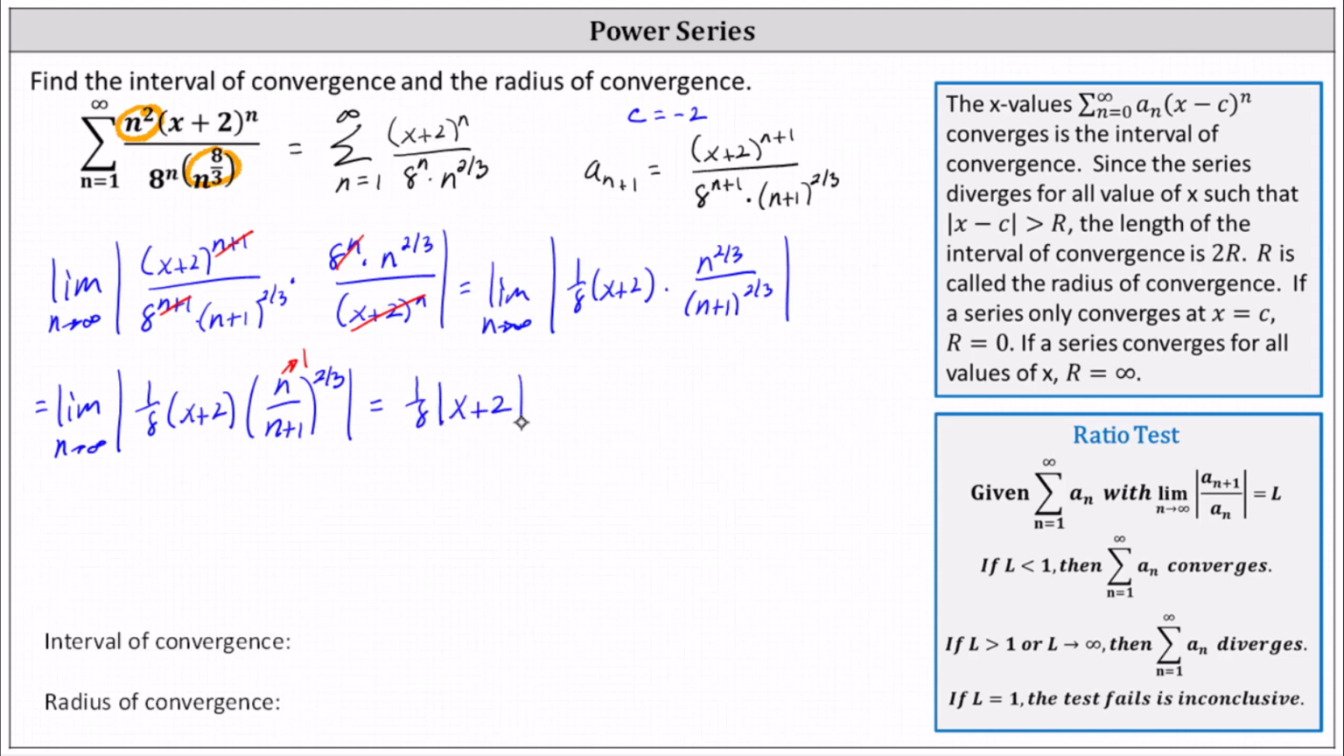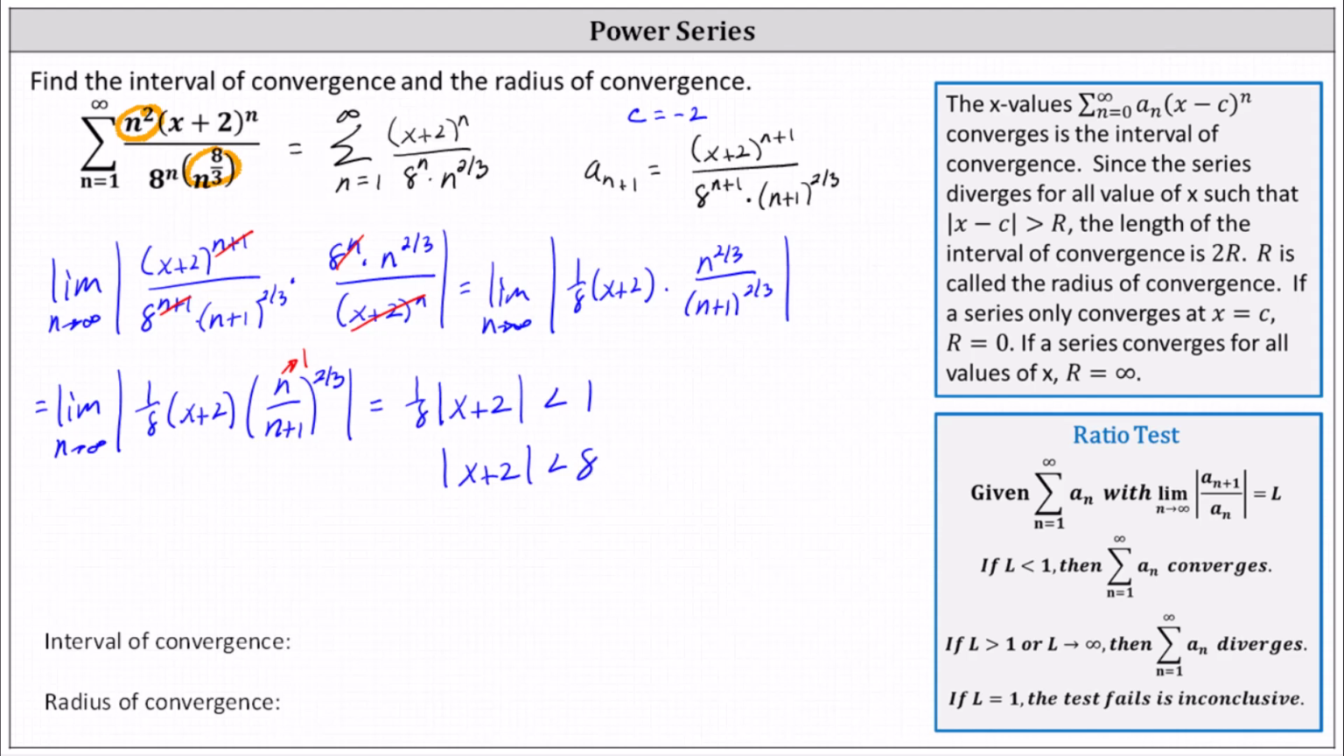From here, because we're using the ratio test, we know this limit must be less than 1 in order for the power series to converge, which gives us the inequality 1/8 times the absolute value of x plus 2 less than 1. And now we'll solve the equation for the absolute value of x plus 2 by multiplying both sides by 8, which gives us the absolute value of x plus 2 is less than positive 8, which indicates the radius of convergence is 8.